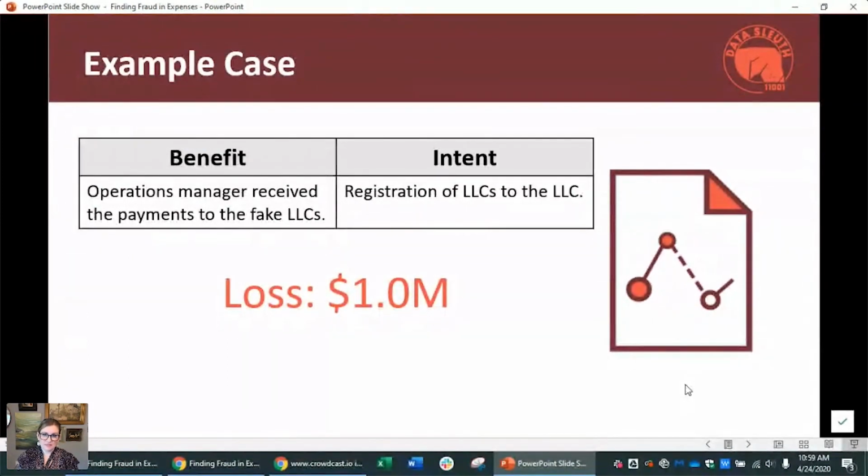They were his LLCs. The LLCs had his address as the address, but the registered agent was the LLC itself, so that whenever we went to search for that individual in the Secretary of State, we couldn't find that easily. Like, we would have had no idea to look for these LLCs. The loss in that, just for that scheme, was about $1 million.